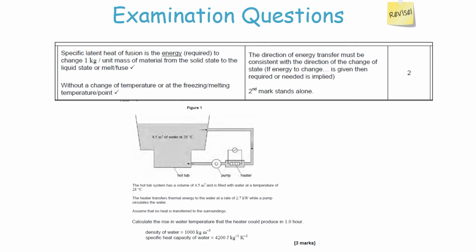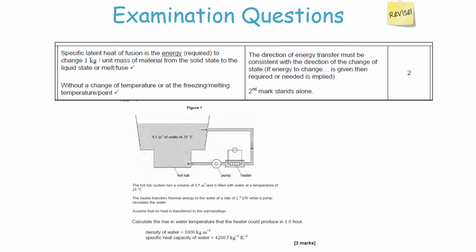So in 1 hour we can work out what our total energy transfer is going to be by multiplying our power by the number of seconds. That's another way to do it, to work out what the energy is, and then say E equals mc delta theta, or delta temperature.